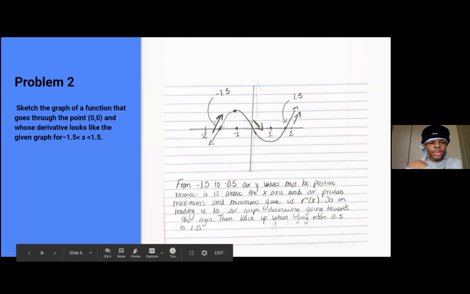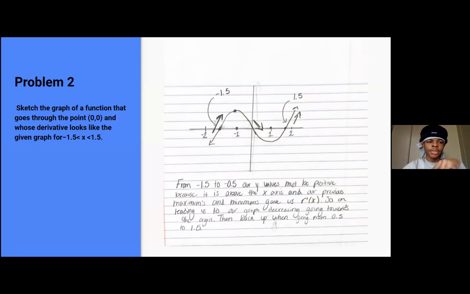Problem 2 asks us to sketch the graph of a function that goes through the origin, 0, 0, and whose derivative looks like the graph given for negative 1.5 less than x less than 1.5. Much like the applied knowledge Rachel was talking about, we're doing the same type of thing because it's like the same problem. We're just making a different adjustment because this is negative 1.5 to 1.5.